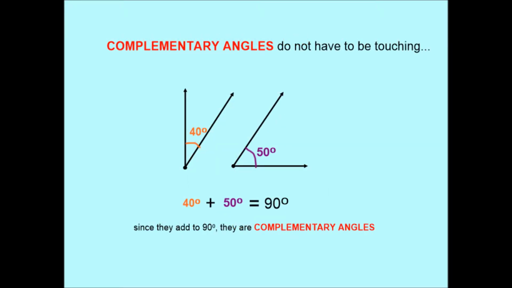Angles don't have to be touching to be considered complementary. Here we have a 40-degree angle and a 50-degree angle. When you add them together, they're 90 degrees. That still makes them complementary.